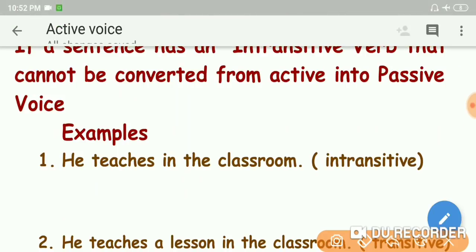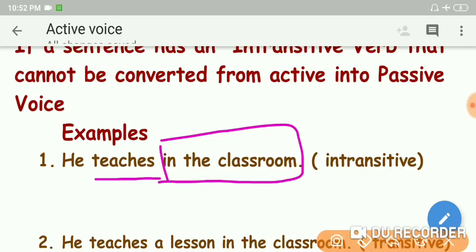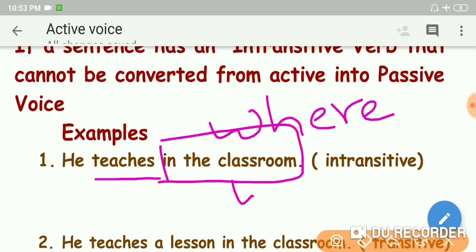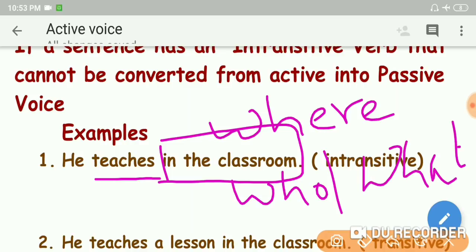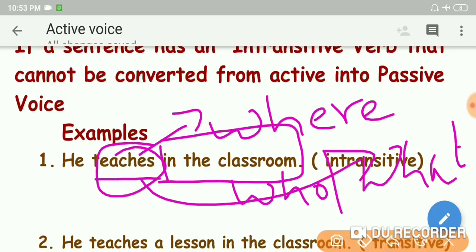For example, you see here, he teaches in the classroom. If I underline in the classroom and frame a WH question for this, what can we get? Where? Where does he teach? So if it does not answer the question who or what, that is not a transitive verb. Here in this sentence, teaches is an intransitive verb, my dear friends.